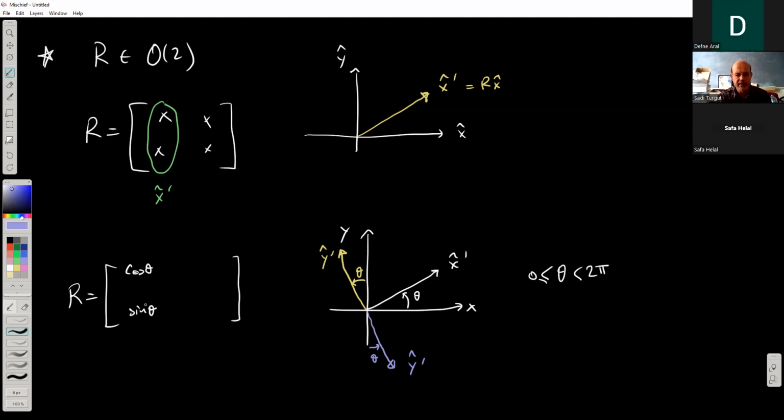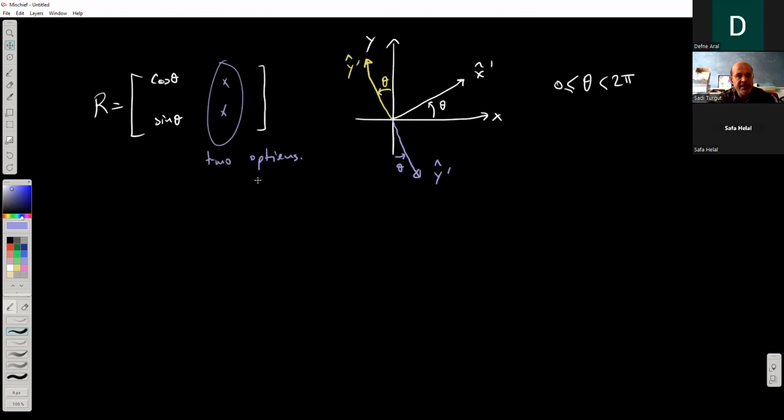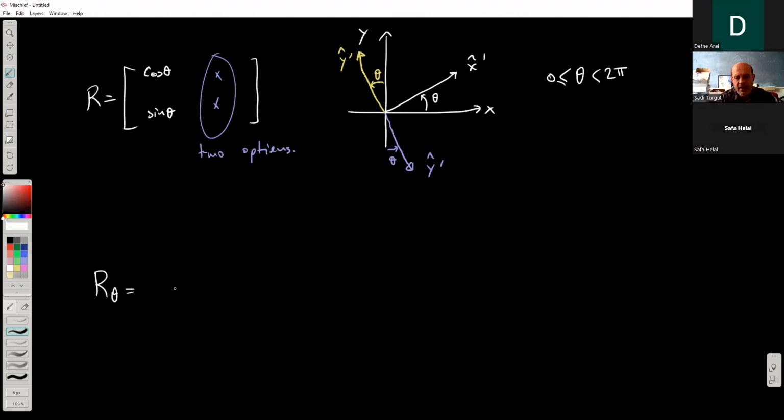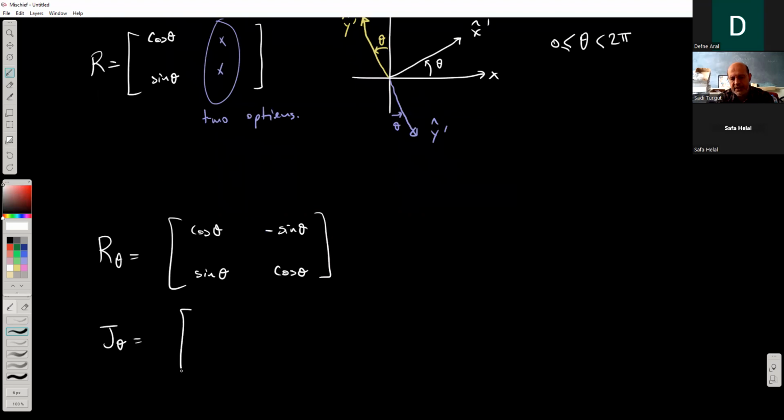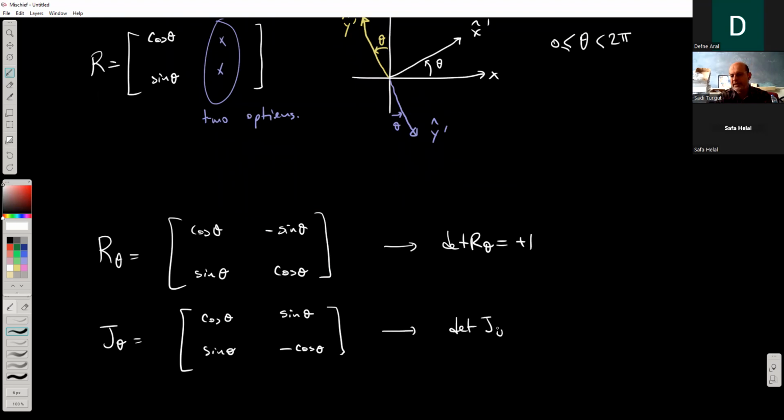But I have 2 options, 2 possibilities, and I just have a different name for each. One of them is R theta. That's cosine theta, sine theta as the first column, and this choice here, so the second column is minus sine theta and cosine theta. The second option is just the negative of this second column. The first column is the same, and I just multiply the second column by -1. You can easily check that the first one is a proper rotation, a proper orthogonal matrix because its determinant is +1. And the second one is improper because its determinant is equal to -1.